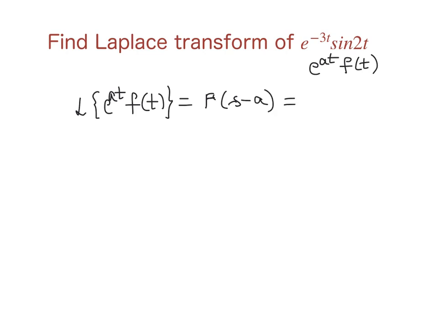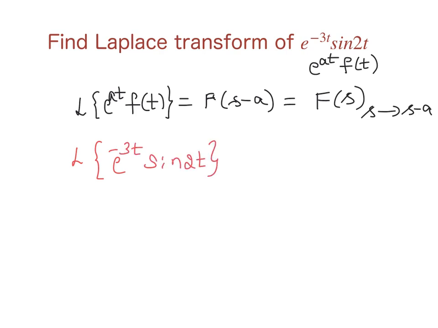So we have to find F of s. What is F of s? It's the Laplace transform of f of t, and then we need to shift s to s minus a. In the given problem, the Laplace transform of e power minus 3t into sin 2t, what is f of t? So f of t is sin 2t. We have to find F of s, the Laplace transform of sin 2t. Then we shift s to s minus a, where a is minus 3.